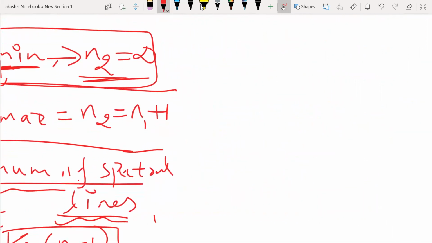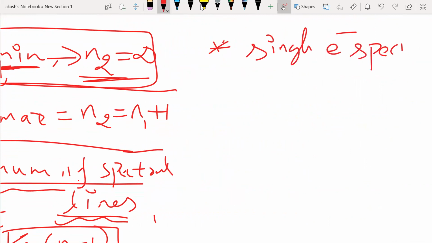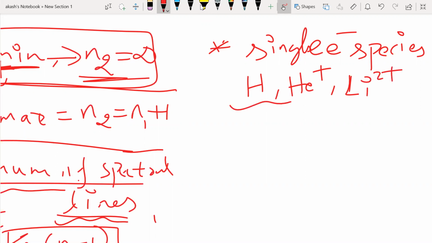So the first limitation is obviously that it is going to work only for single electron species. Obviously single electron species like hydrogen, helium plus, Li2 plus. It is going to work only for these kinds of species. If I have just lithium or boron, it is not going to help. It is not going to work.